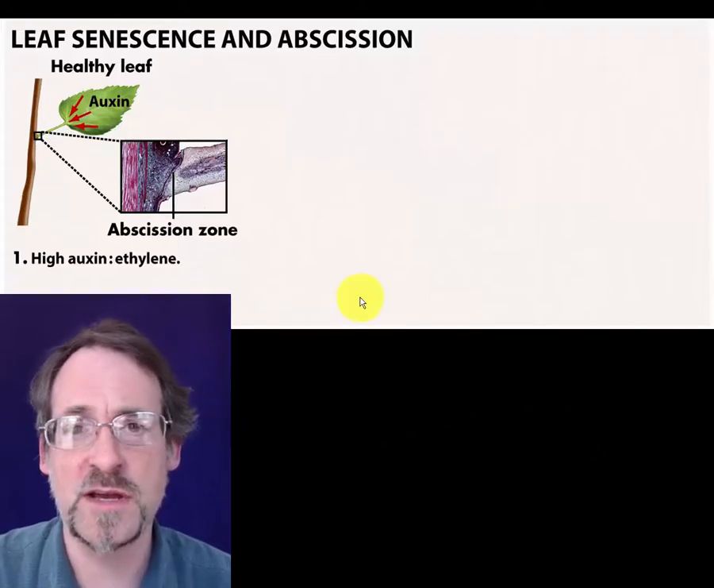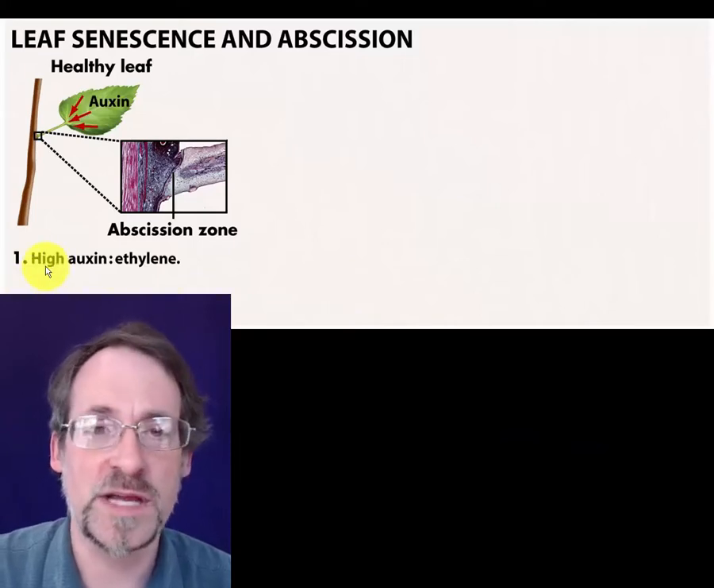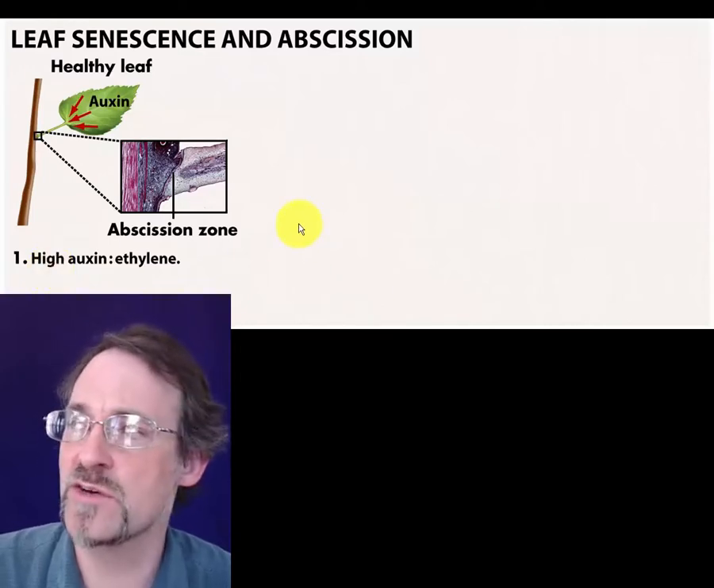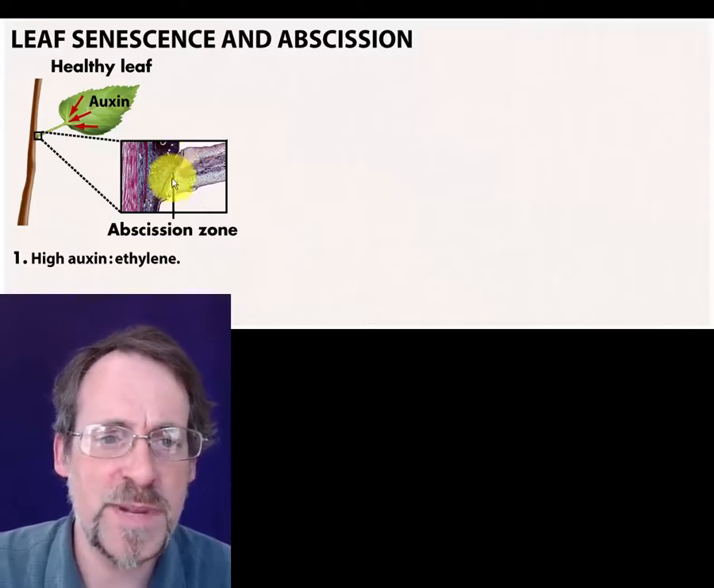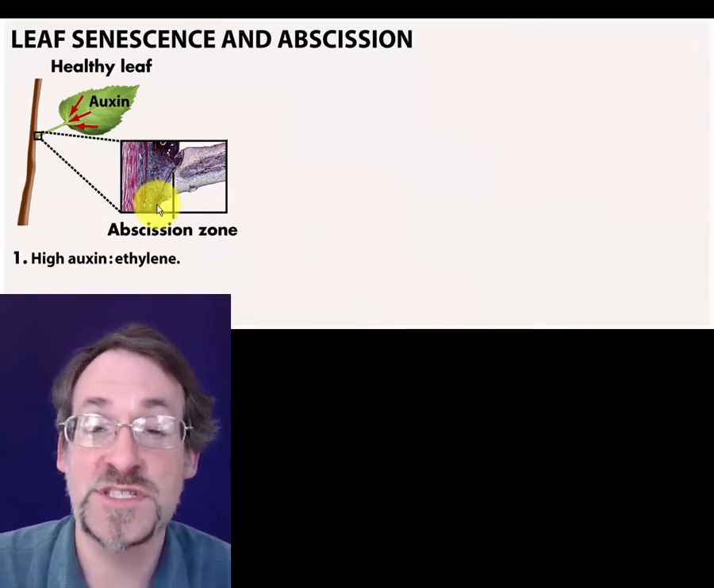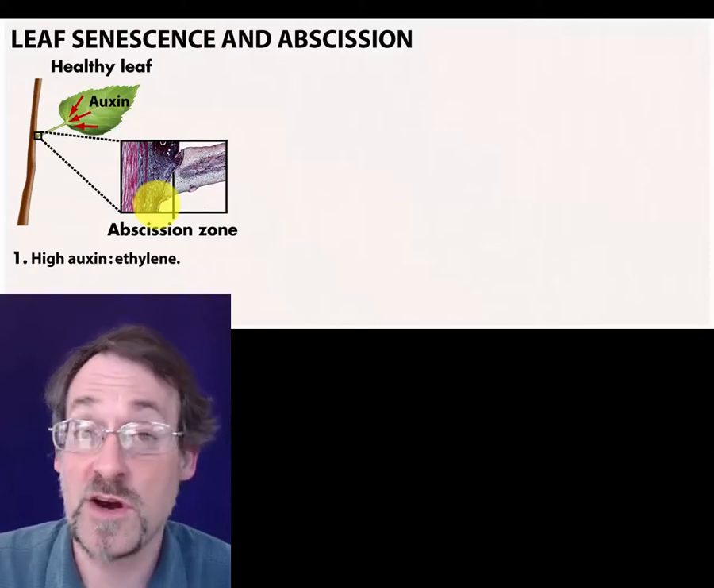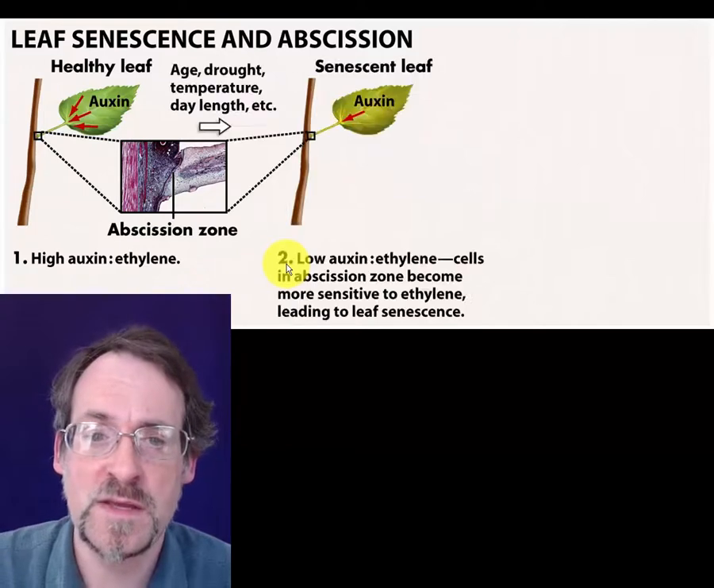What happens in leaves, or other plant parts for that matter, depends on the ratio of auxin to ethylene. So auxin is one of these plant hormones that tends to get used again and again and again. At the base of each leaf, there's an area called the abscission zone. And as long as auxin levels are high in the leaf, nothing happens.